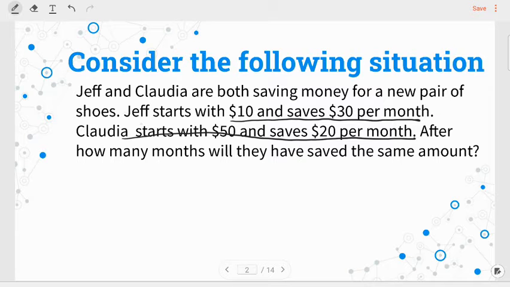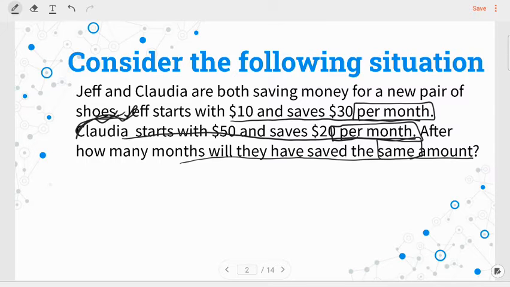Now notice that we're comparing two different situations, and we see this word "per month" twice. That means I'm going to have an equation with variables on both sides. After how many months will they have saved the same amount? Same amount means equal amount. There are two ways to solve this. The first way would be to calculate it by hand. What do I mean by that?